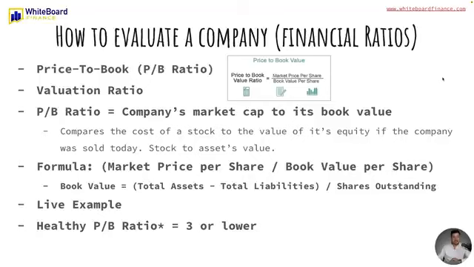Next, we have the price to book ratio. This is another valuation ratio. A PB ratio is a company's market cap relative to its book value. This compares the cost of a stock to the value of its equity if the company was sold today. So this is the stock to assets value. The formula for this is simply the market price per share divided by book value per share. Book value, broken down, is your total assets minus your total liabilities, divided by shares outstanding.